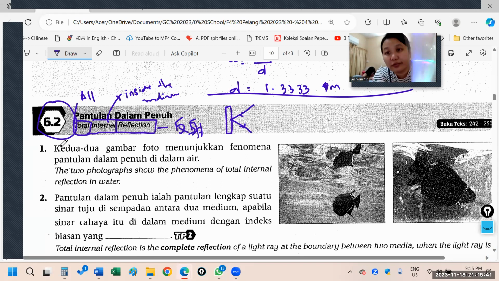Can you see the optical fiber is actually transparent? Supposedly the light would come up and transfer out, but the light keeps traveling inside the optical fiber to the end. That's called total internal reflection. Why does this happen?